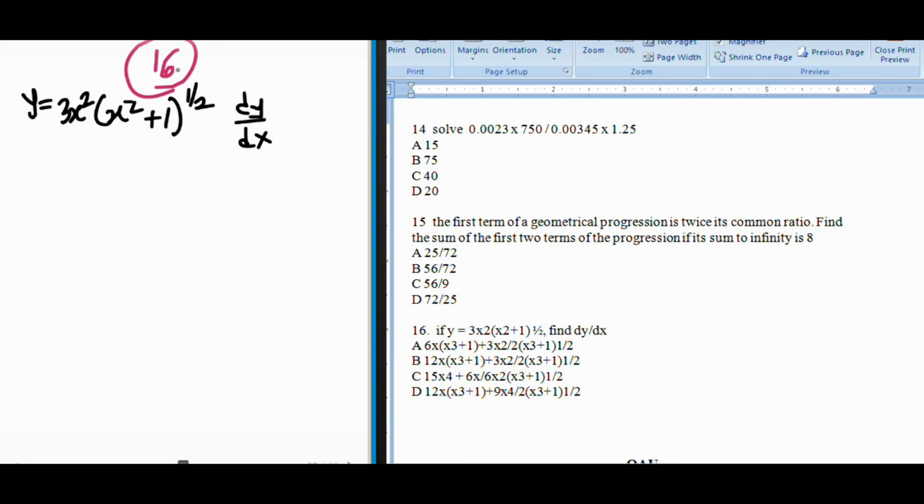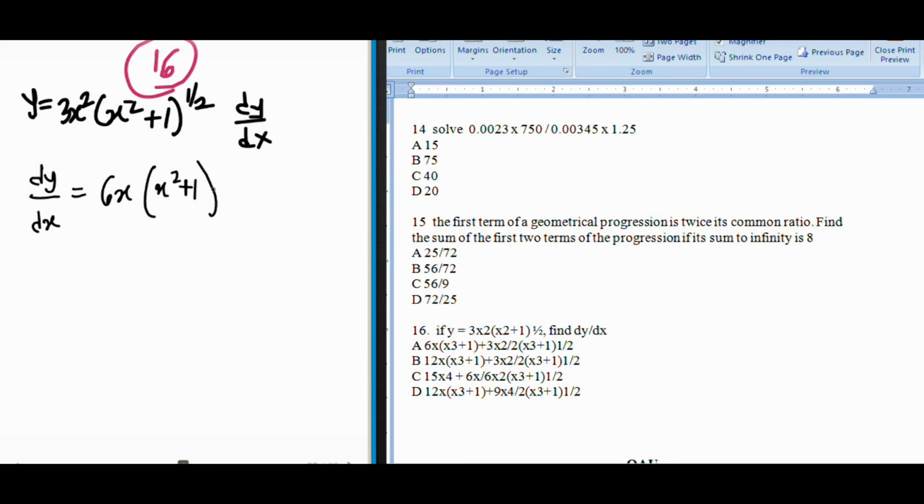Now let's start with the product rule first. Since we want to differentiate this, dy/dx will be equal to. Now hold the bracket and its power down. Then differentiate the 3x squared. If you differentiate the 3x squared, you are going to have 6x. Then into, you now write the bracket down like that.